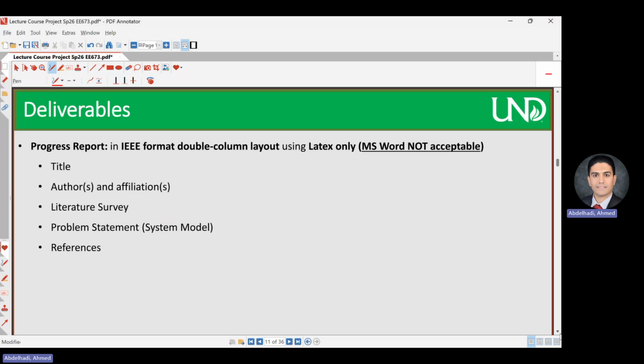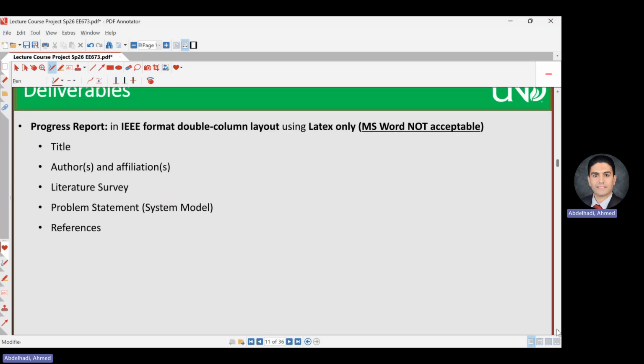This cannot be in MS Word, so you're going to lose some points if you submit it in MS Word. So I want you to submit it in LaTeX. You have enough time to do the progress report. The progress report needs to have the title, the authors, and their affiliations. Of course, in this case, there is only one author. And then the literature survey, the problem statement, and the references.